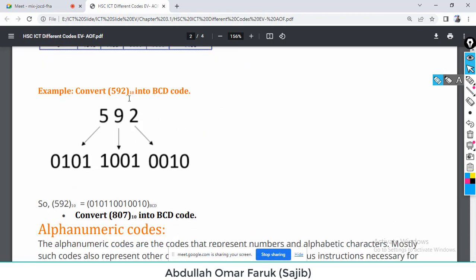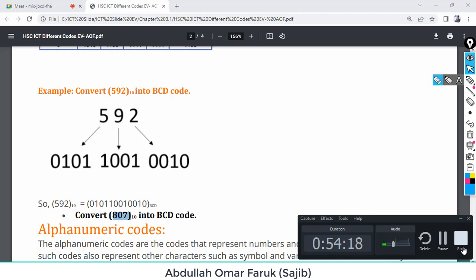Now this is the process: here is a number 592 and it's converted to BCD. Can you find the BCD of 807? Please tell me the answer, the BCD of 807. In which format? 8421. If you are not asked for any format, you have to use 8421. Fantastic. Okay, you got it right.